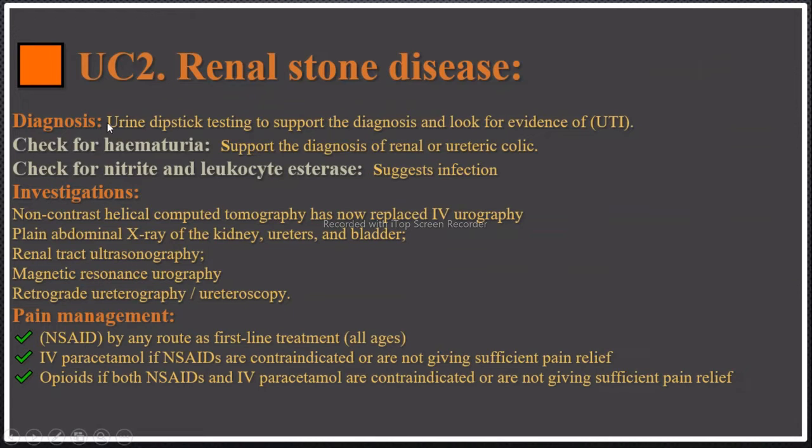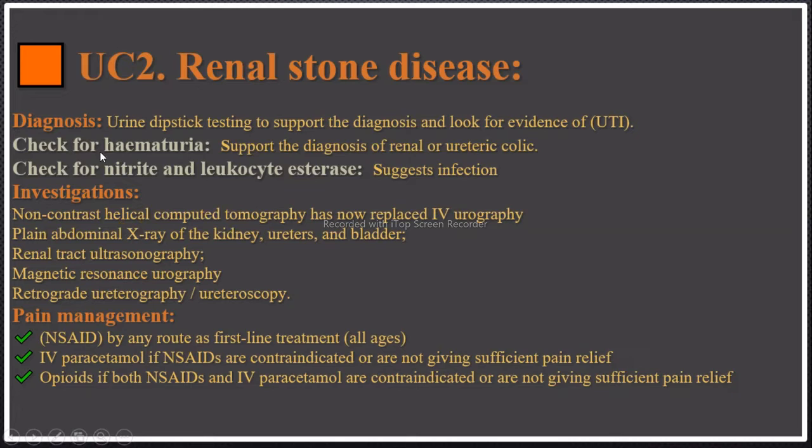Diagnosis: urine dipstick testing to support the diagnosis and look for evidence of UTI. So is this the initial diagnosis or the investigation of choice? Initial diagnosis, yes. So you can do urine dipstick. If you want to do an ultrasound also, it's okay. But the investigation of choice, of course, is non-contrast helical CT. This one replaced IV urography. Before, the investigation of choice was IV urography, but now it is non-contrast helical CT.